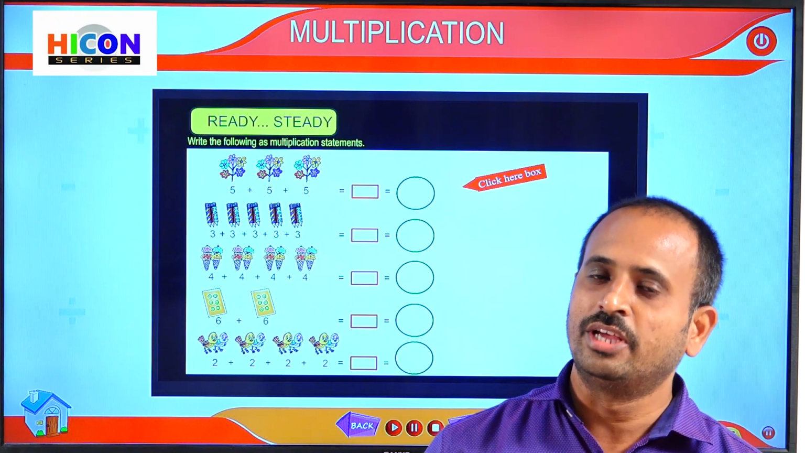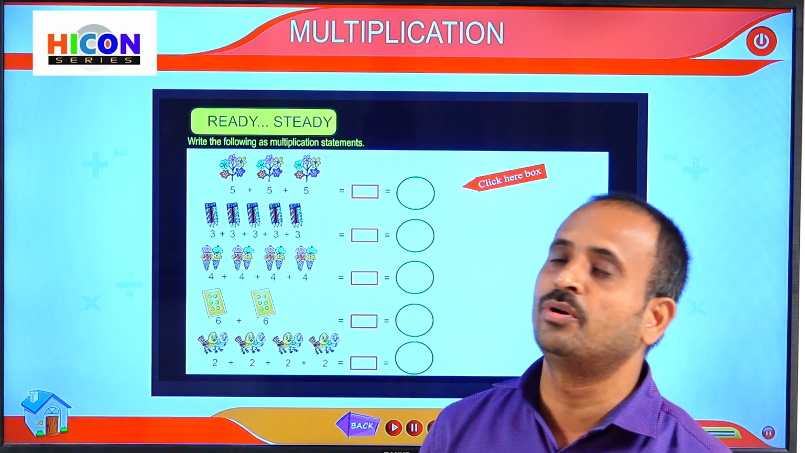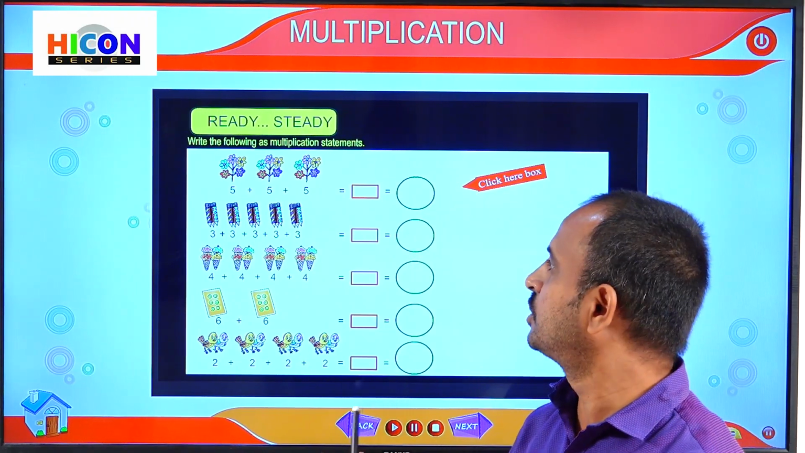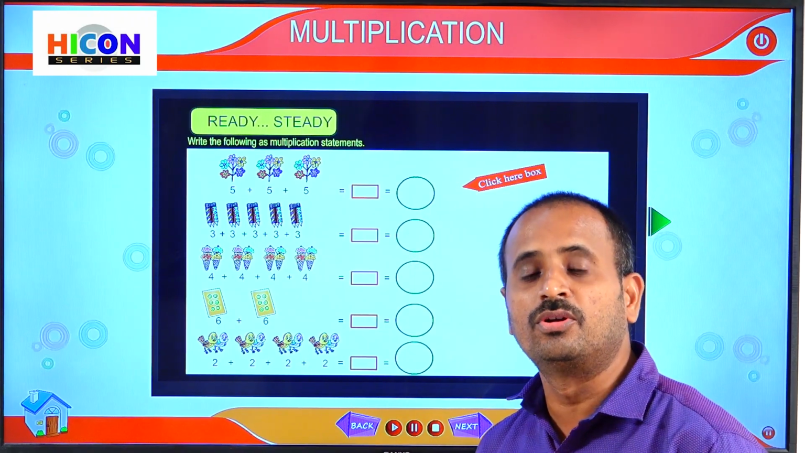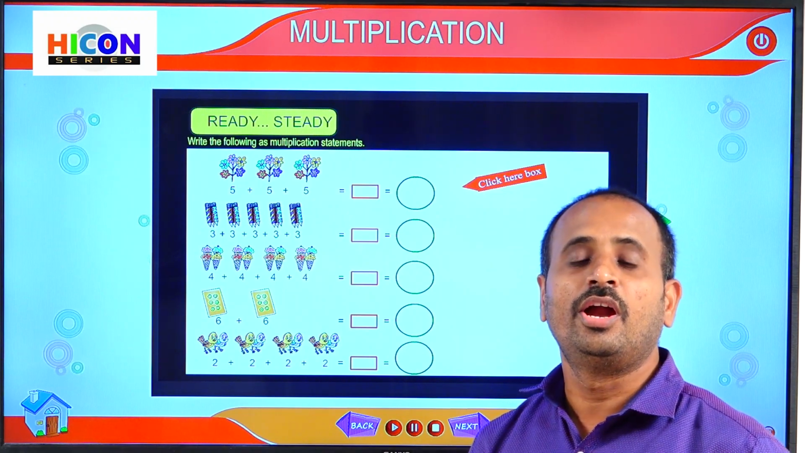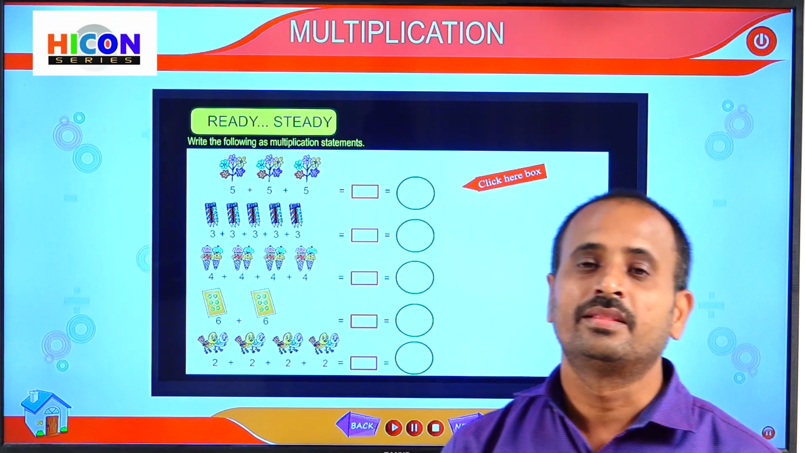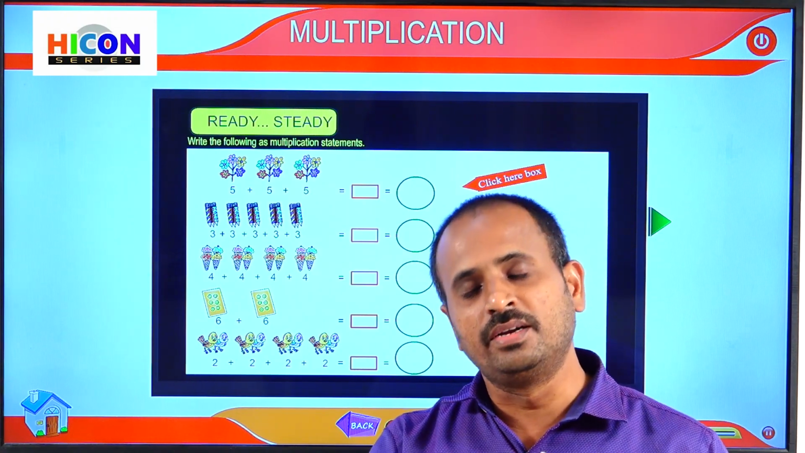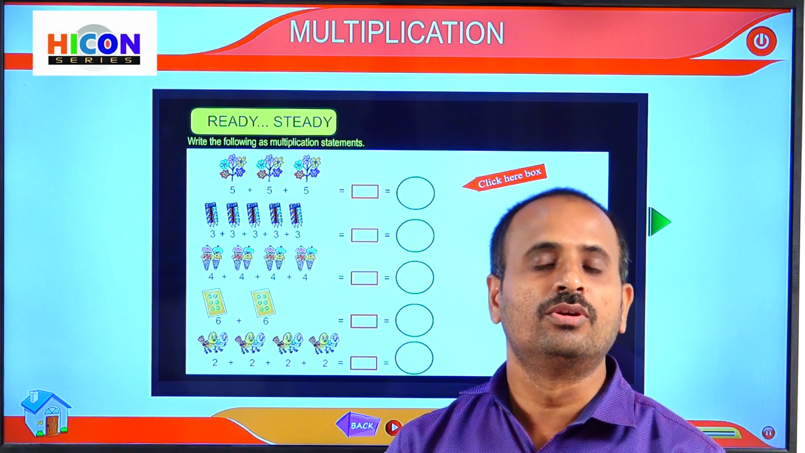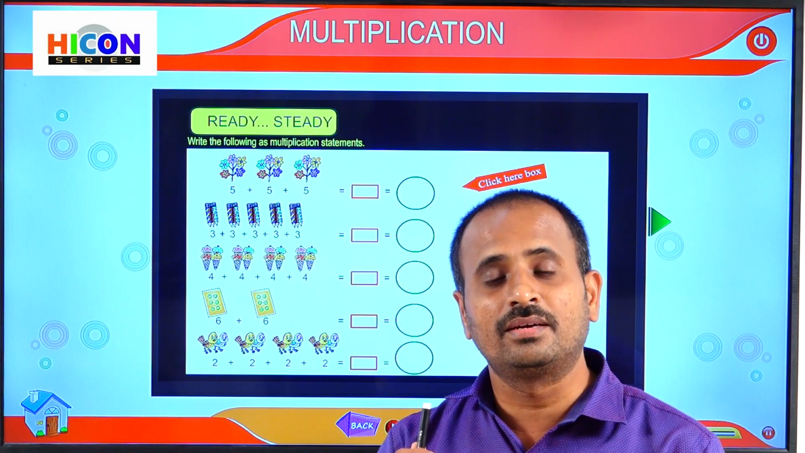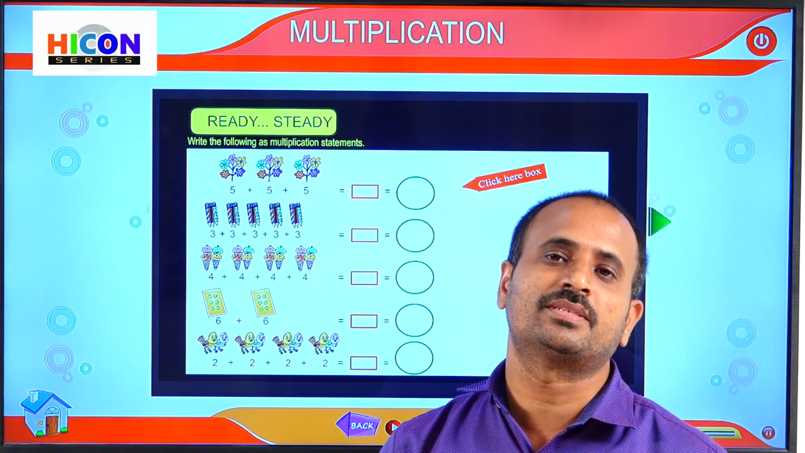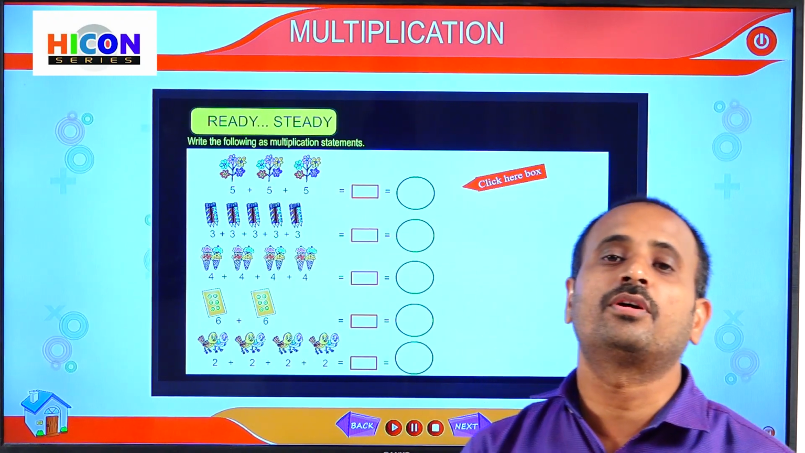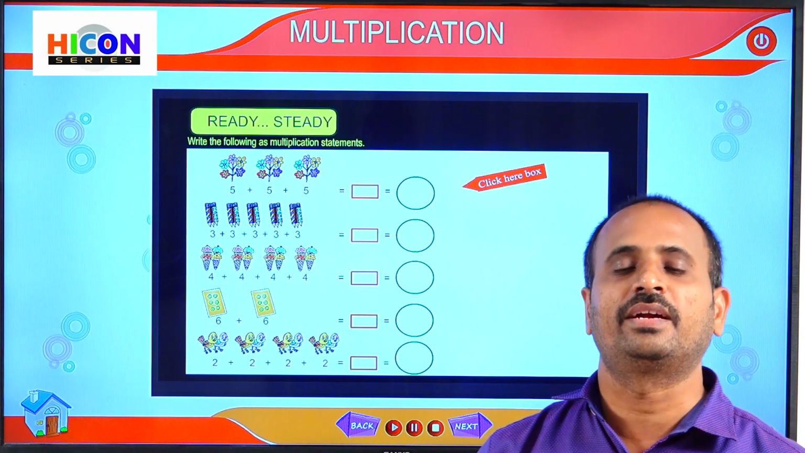So, in this episode, we are going to learn about multiplication. The fourth chapter, multiplication. In this chapter, we are going to learn what multiplication is and how to multiply the given two numbers, how to write the tables from 1 table to 10 tables, and we will learn some multiplication facts. We will practice some problems based on multiplication facts.